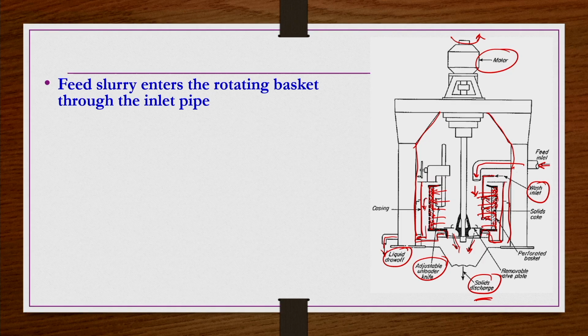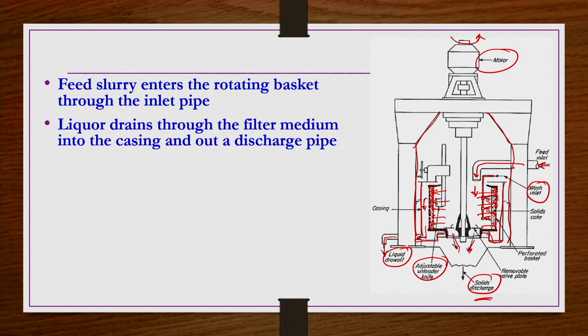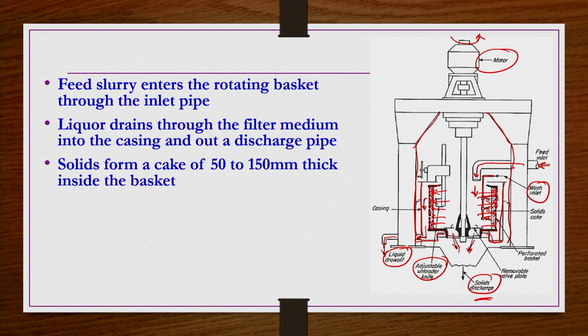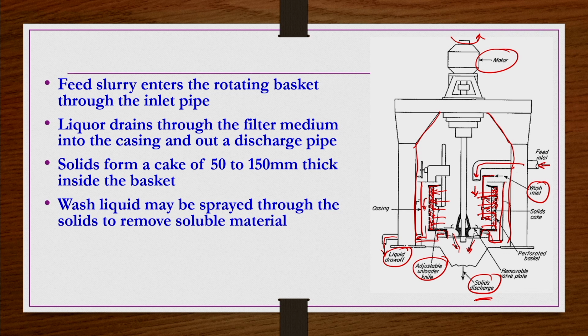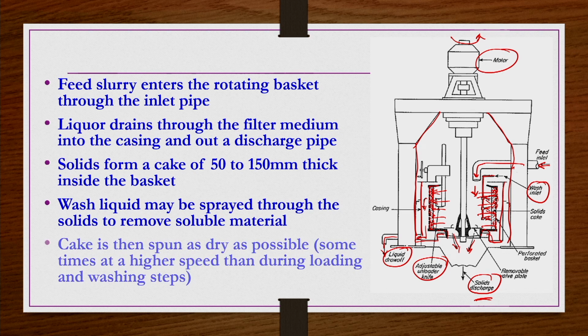Feed slurry enters the rotating basket through the inlet pipe, and liquor drains through the filter medium into the casing and out a discharge pipe. Solids form a cake of approximately 50 to 150 mm thick inside the basket. Wash liquid may be sprayed through the solids to remove soluble materials. The cake is then spun as dry as possible if required, sometimes at higher speed than during the loading and washing steps. If spun at higher speed, the solids become drier, as more liquid can be drained off through the cake.